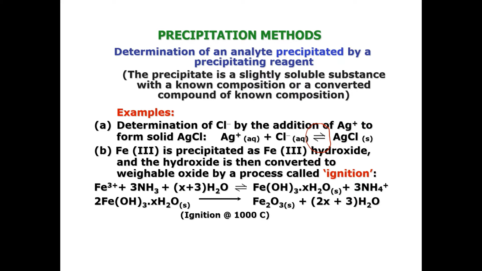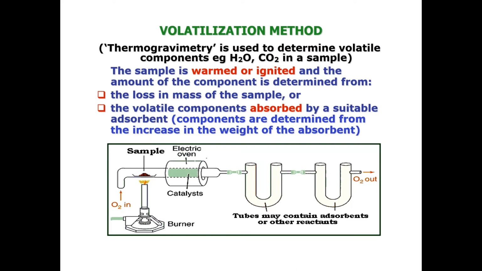So silver reacts with chloride to form AgCl without any further reaction. Whereas for Fe, reacting with ammonia and water forms ferric hydroxide, and you must further ignite it to form Fe2O3. Then only do we use the final weight of Fe2O3 as our means of calculating back the concentration of the original solution. There are also methods of thermogravimetry. That is the first reaction just now. This is based on the volatilization method. We would not discuss this in this topic.